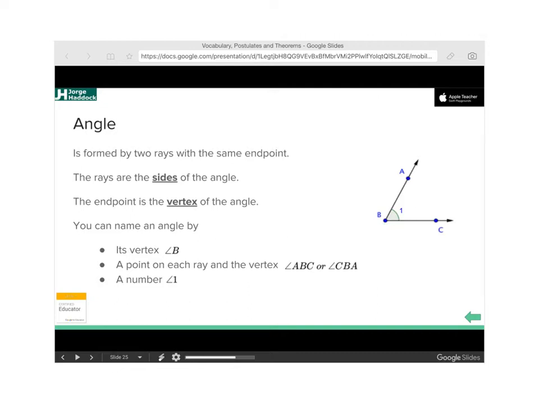We name an angle by using the vertex, angle B, as long as that vertex is just for one angle. We're going to see later on what that means. Or we use a point on each ray and the vertex, and the vertex is going to be in the middle. So angle ABC or angle CBA are the exact same angle. Or sometimes they have a number inside, so this is angle 1.